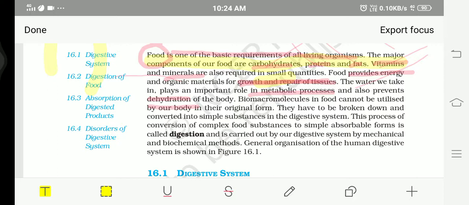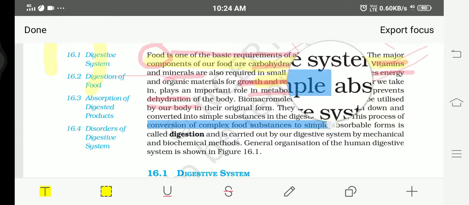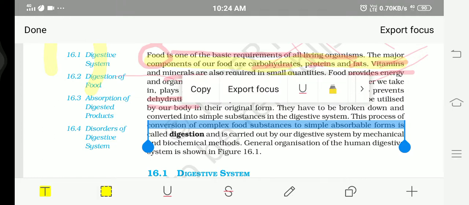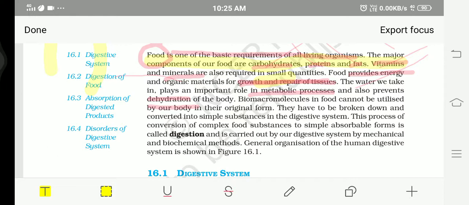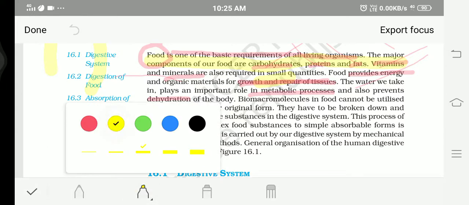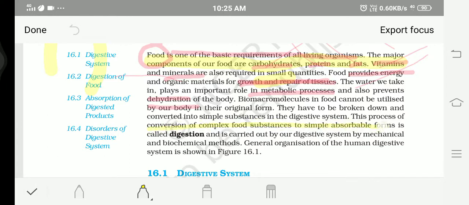For example, carbohydrates undergo breakdown and provide the simple absorbable form, glucose. Proteins give the end products called amino acids. Fats give the end products fatty acids and glycerol. Digestion is defined as a physiological process: the conversion of complex food substances to simple absorbable form is called digestion.